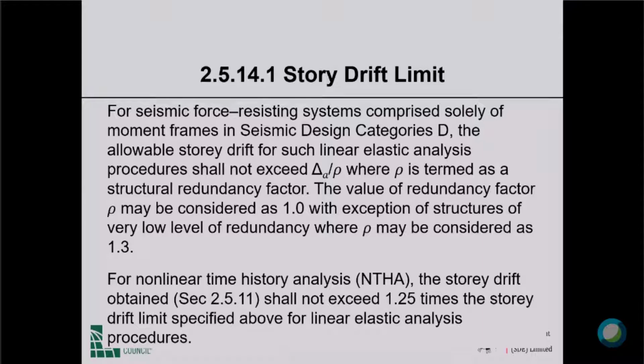This redundancy factor rho in ASCE 7 plays a very, very major role. In ASCE 7, rho is 1 for seismic design categories B and C, but for seismic design category D, it can be 1 or 1.3. And when we do design load combinations, when we combine seismic load effects with the effects of gravity, the effect of horizontal earthquake forces, E sub H, is amplified by rho. So when rho is 1.3, we are increasing the horizontal earthquake effect by 30%, which is very, very substantial.